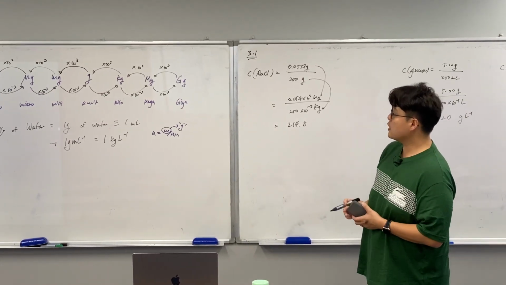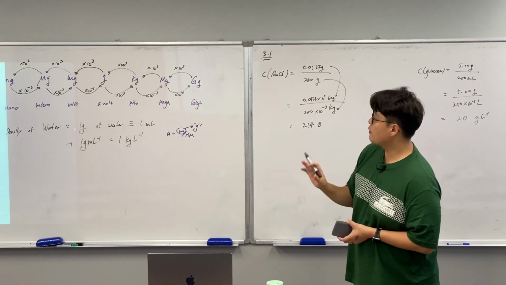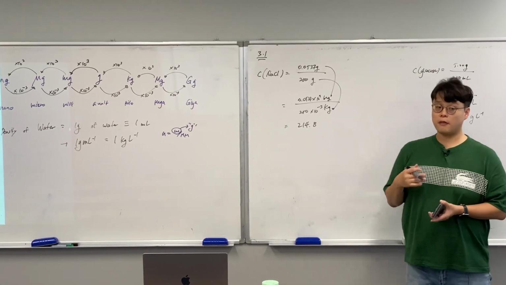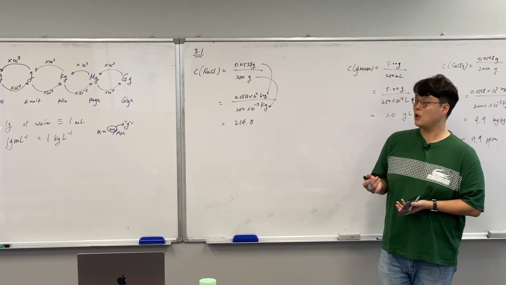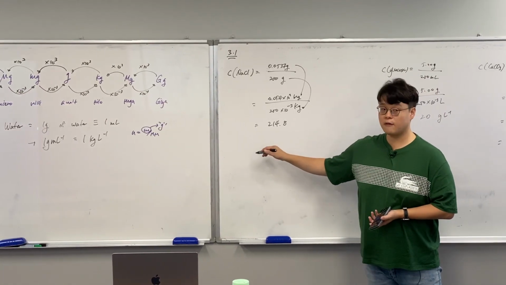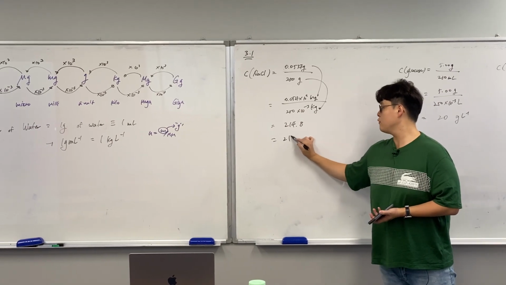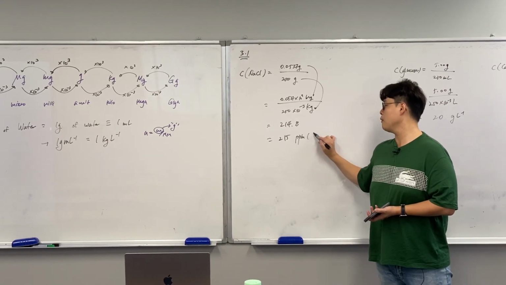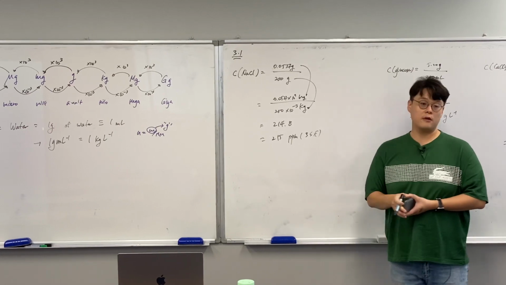Now, fix that into the given sig fig values. You're given 3 and 4 sig figs, so you're dividing 3 sig figs by 4 sig figs. Follow the lowest sig fig value you have. So to fix that into 3 sig figs, which is the lowest, that is 215 ppm in 3 sig figs.